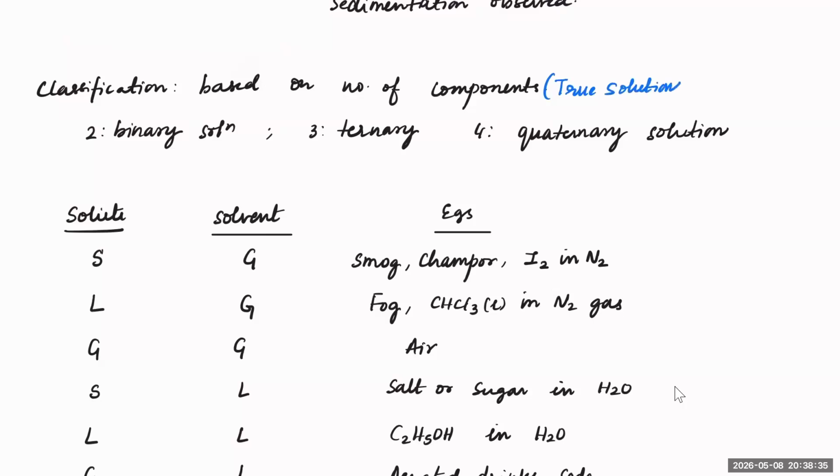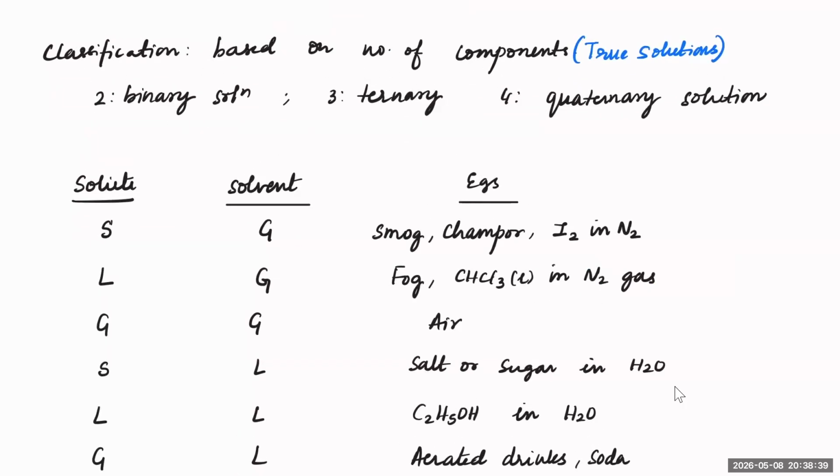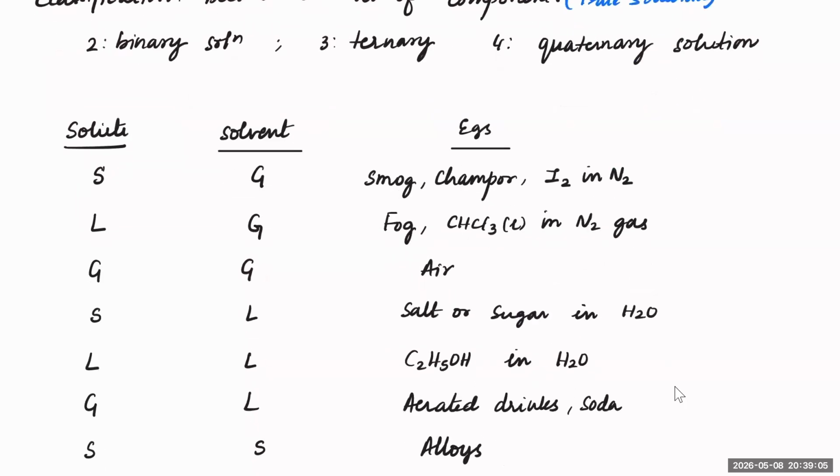Now, in true solutions, we will have different types, different classifications based on how many components we have. In case you have two components, which means one solute, one solvent, we call it a binary solution. If you have two solutes and one solvent, we call it ternary. If you have three solutes and one solvent, it is quaternary. The idea is always that the solvent is only one. Solutes can keep differing.